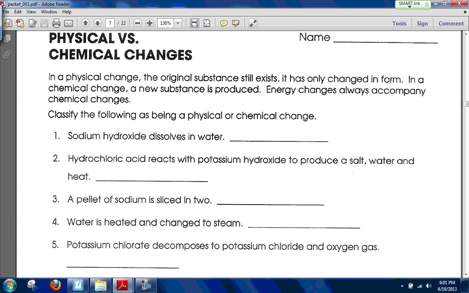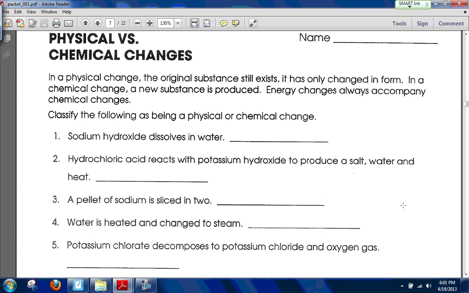Next thing, physical versus chemical changes. So in a physical change, the original substance still exists. It's only changed form. A classic example is if we have liquid water turning into ice. It might look different, but it's still the same physical thing. It's still water. So if we can still have the same thing and we haven't chemically reacted with anything, we're going to still have the same substance.